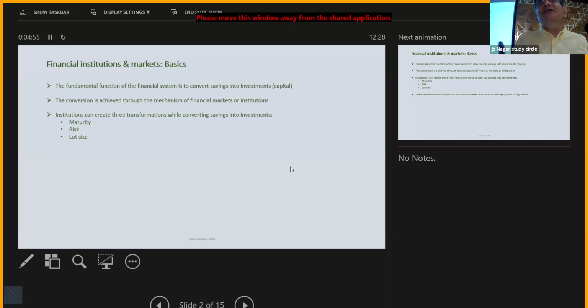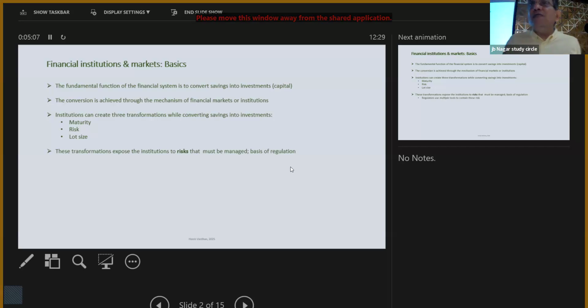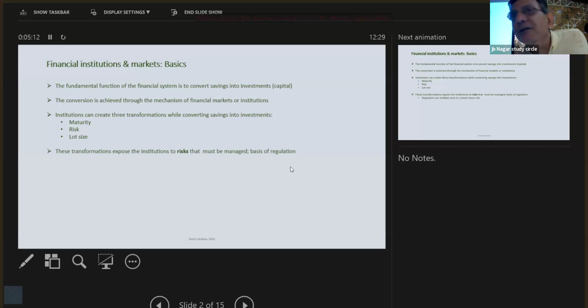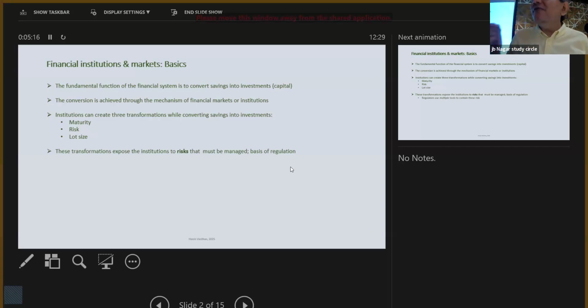Whereas in the case of banking and financial services, the intrinsic nature of the business creates risks. And that's why risk management becomes so fundamental to managing financial services businesses, right? And managing the risks that arise out of these three transformations, maturity transformation, credit risk transformation, and lot size, is the essential fundamental role of financial risk management in financial services.